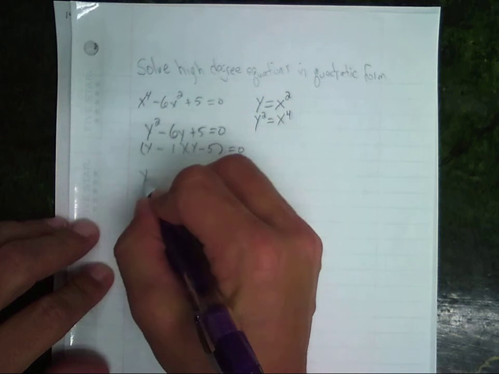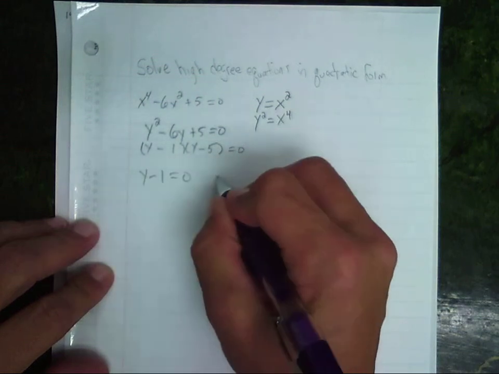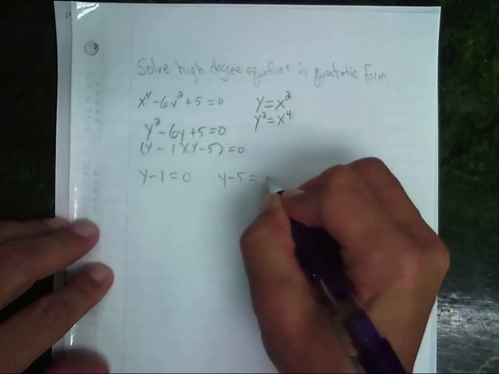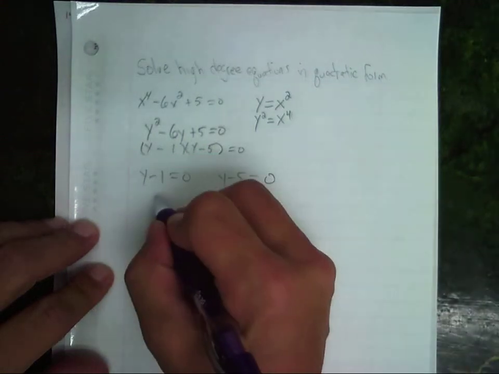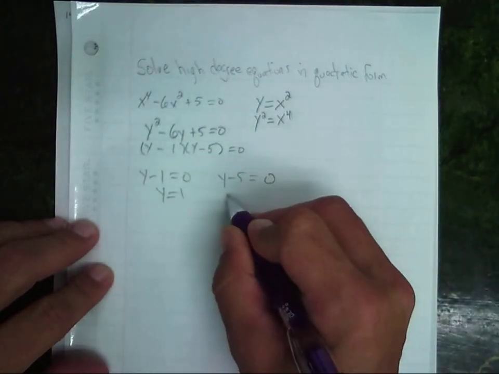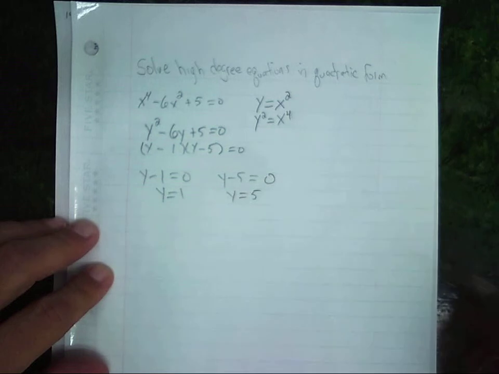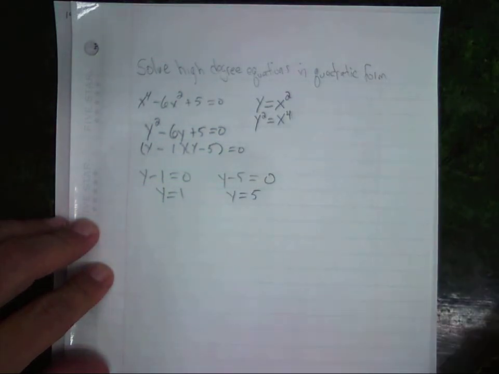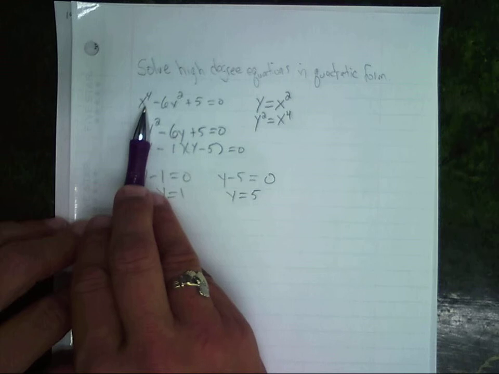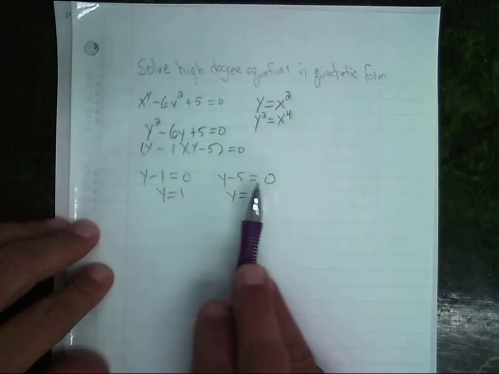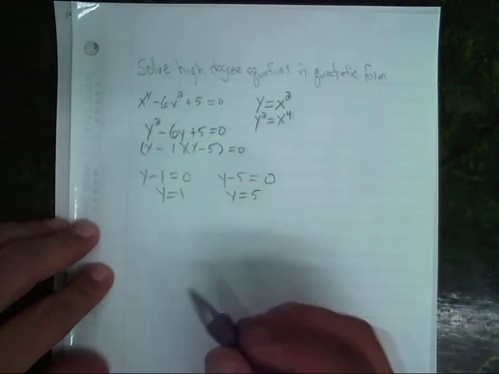We then would take each one of those factors and set it equal to 0. Solving, we get y equals 1 and y equals 5. But we are not truly looking for y. Our original question was solving for an x. So now let's go backwards in our substitutions.